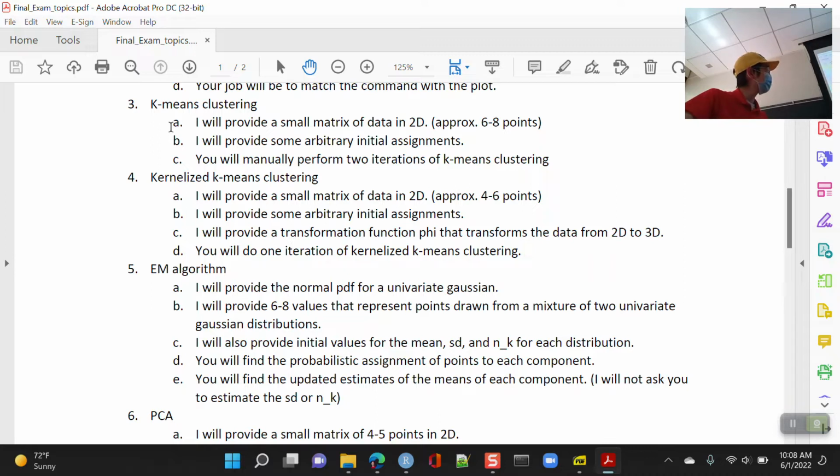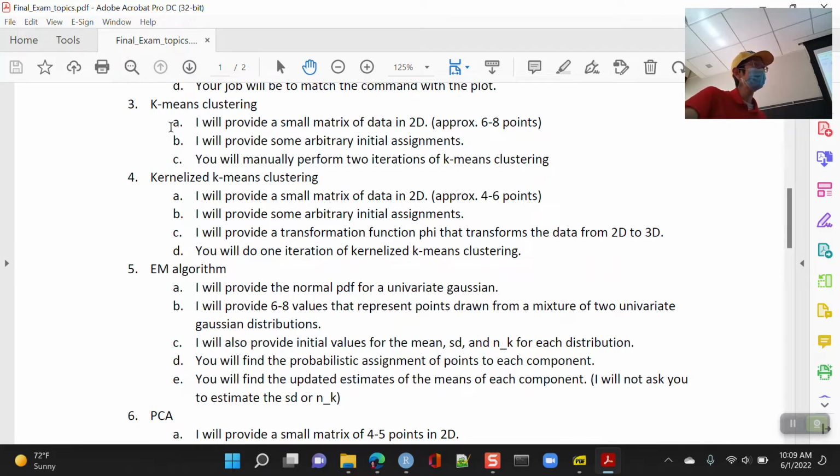We've got k-means clustering. Here I'll provide a small matrix of data in 2D, maybe about 6 to 8 points. And I'm going to provide some arbitrary initial assignments. Based on that, I'm going to ask you to perform 2 iterations of k-means clustering. With the initial assignments, you'll calculate the centroids, redo the assignments, calculate the centroids, redo the assignments. And that will be that.